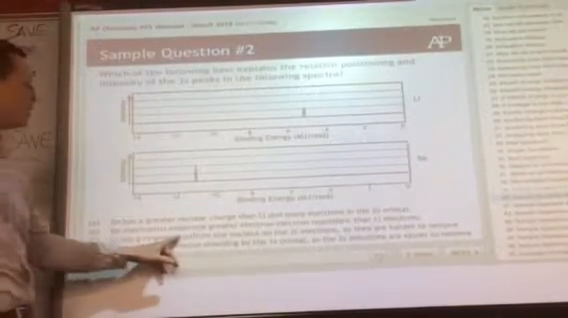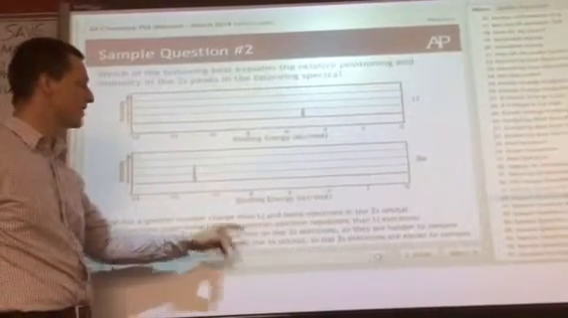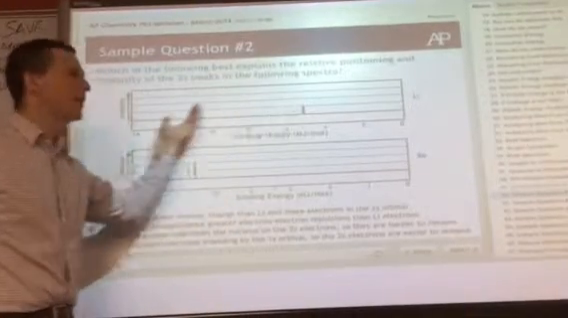It says lithium has a greater pull from the nucleus on the 2s electrons. If that were true, lithium's spike would be farther left.